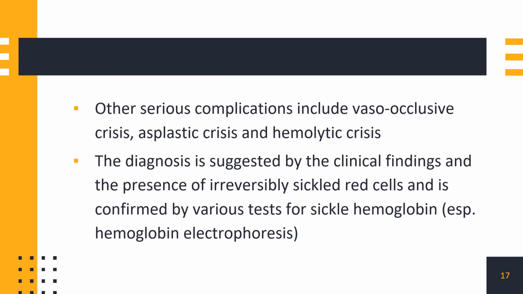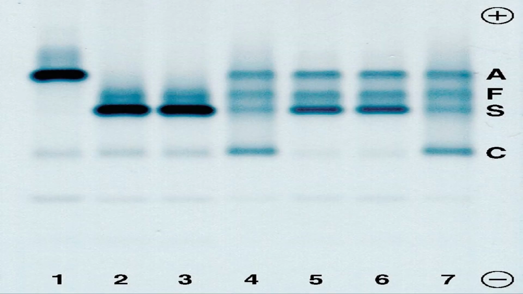The diagnosis is suggested by the clinical findings and the presence of irreversibly sickled red cells, and is confirmed by multiple tests for sickle hemoglobin, most especially hemoglobin electrophoresis. Here is a graphic illustration of a hemoglobin electrophoresis. There is electrophoretic separation of hemoglobins at alkaline pH.